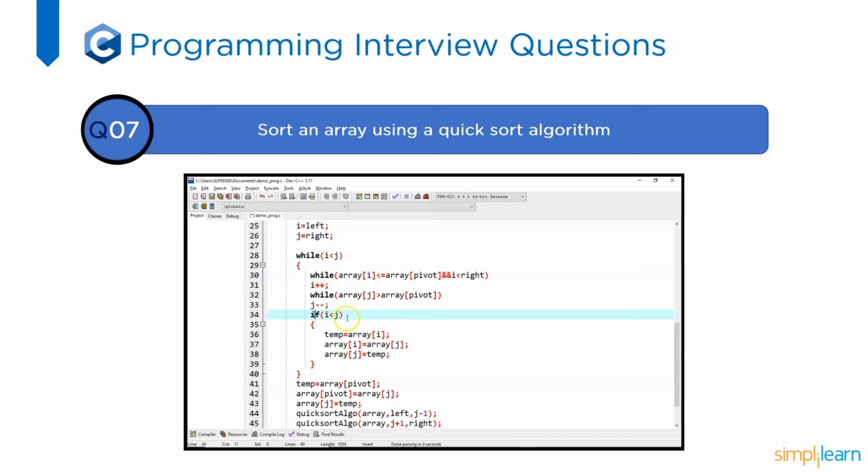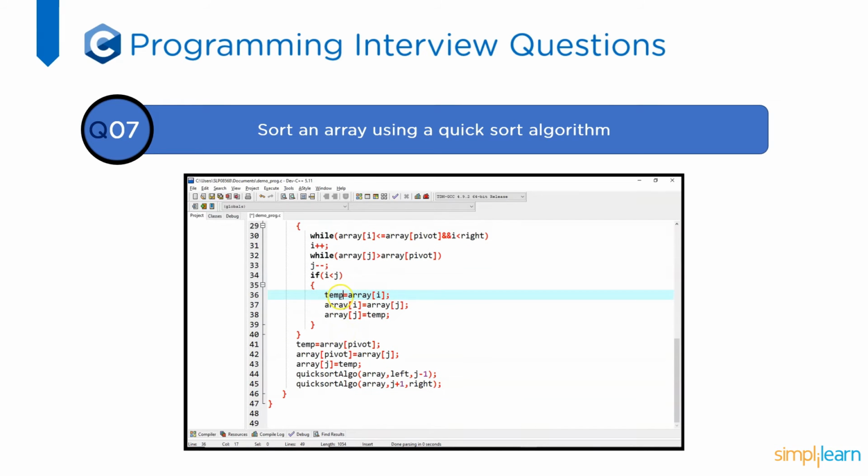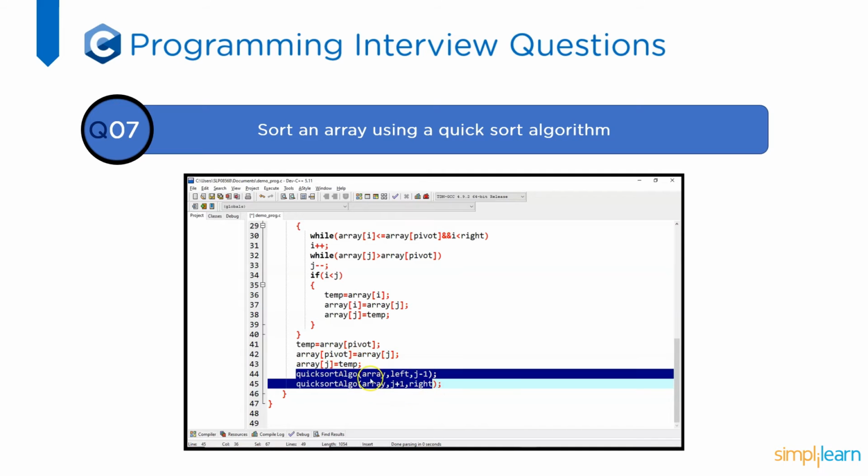If i is less than j, here we are using the temp variable to swap, that means to shift the elements. Whatever is in array of i is given to temp, whatever is in array of j is given to array of i, and whatever is in temp is assigned to array of j. Now temp is not holding any value, so array of pivot is given to temp, array of j is assigned to array of pivot, and temp is assigned to array of j. Then we call the quicksort algorithm two times: first to sort the elements on the left hand side and then to sort the elements on the right hand side.